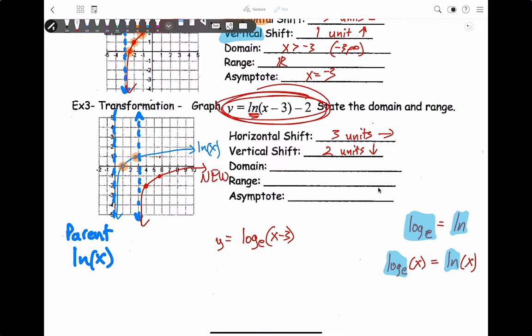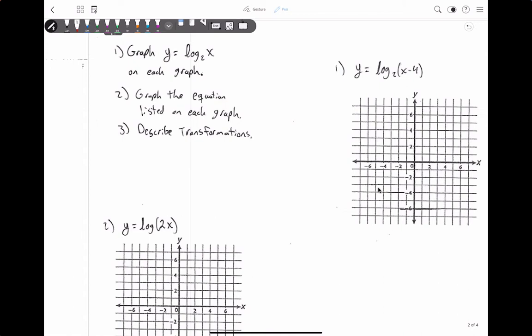So the domain of this looks like x is greater than 3, otherwise 3 to infinity. The range is still all real numbers, and the asymptote shifted. So now it's at x equals 3. Okay, now let's go one more slide.